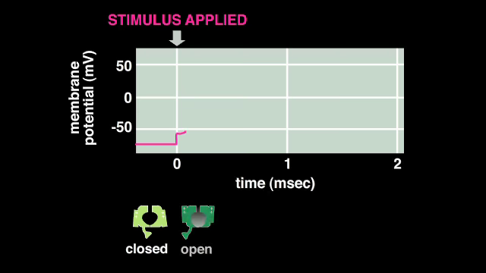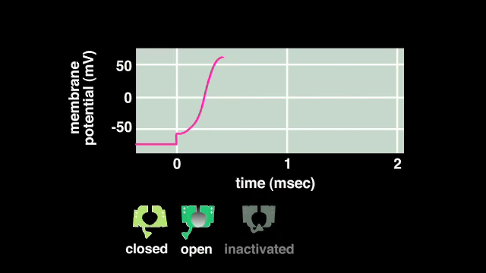Some of the sodium channels will open, permitting sodium ions to enter the axon along their electrochemical gradient. If the depolarization is sufficient, even more sodium channels open, and the membrane potential rapidly approaches the equilibrium potential for sodium, about +60 millivolts. At this point, the sodium channels adopt the inactivated state, where the channel is unable to open again, even though the membrane potential is still depolarized.